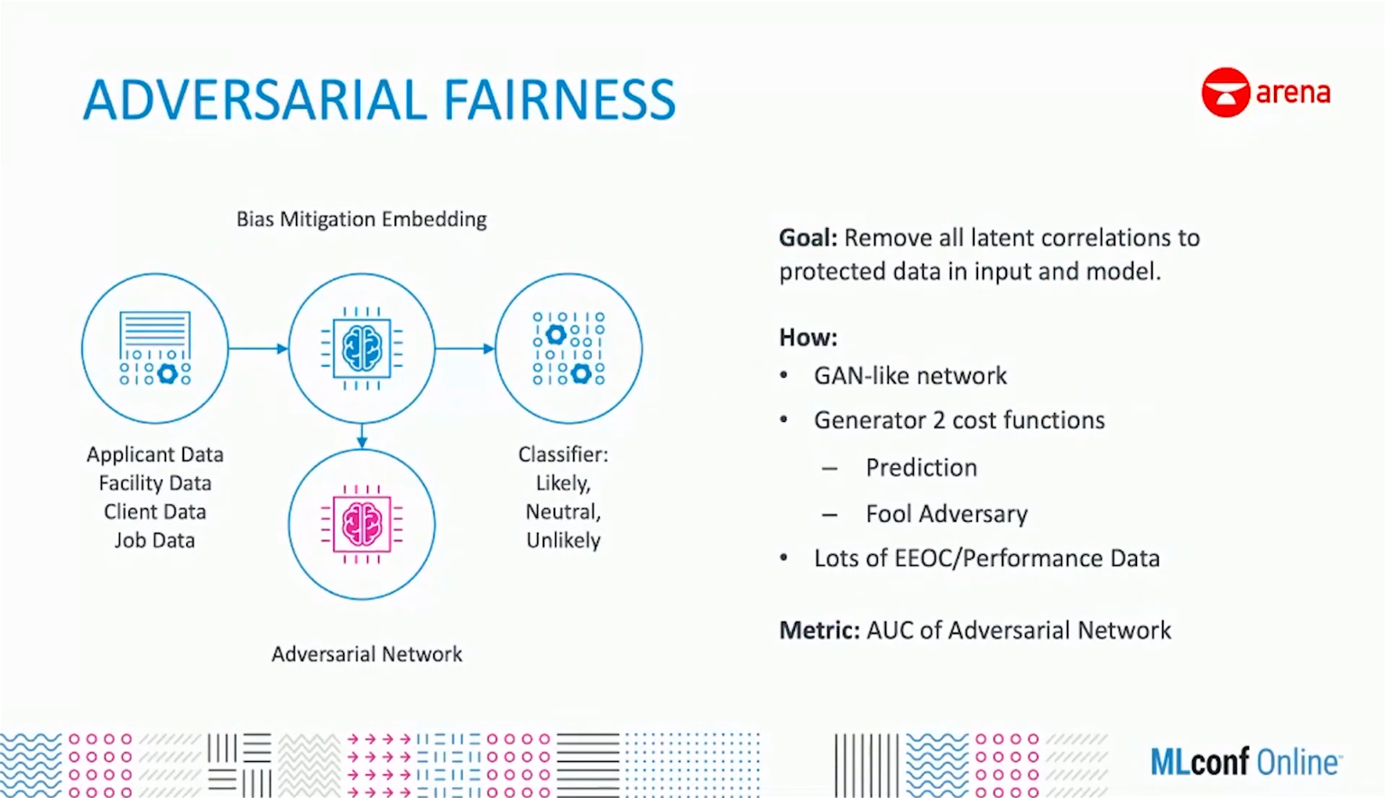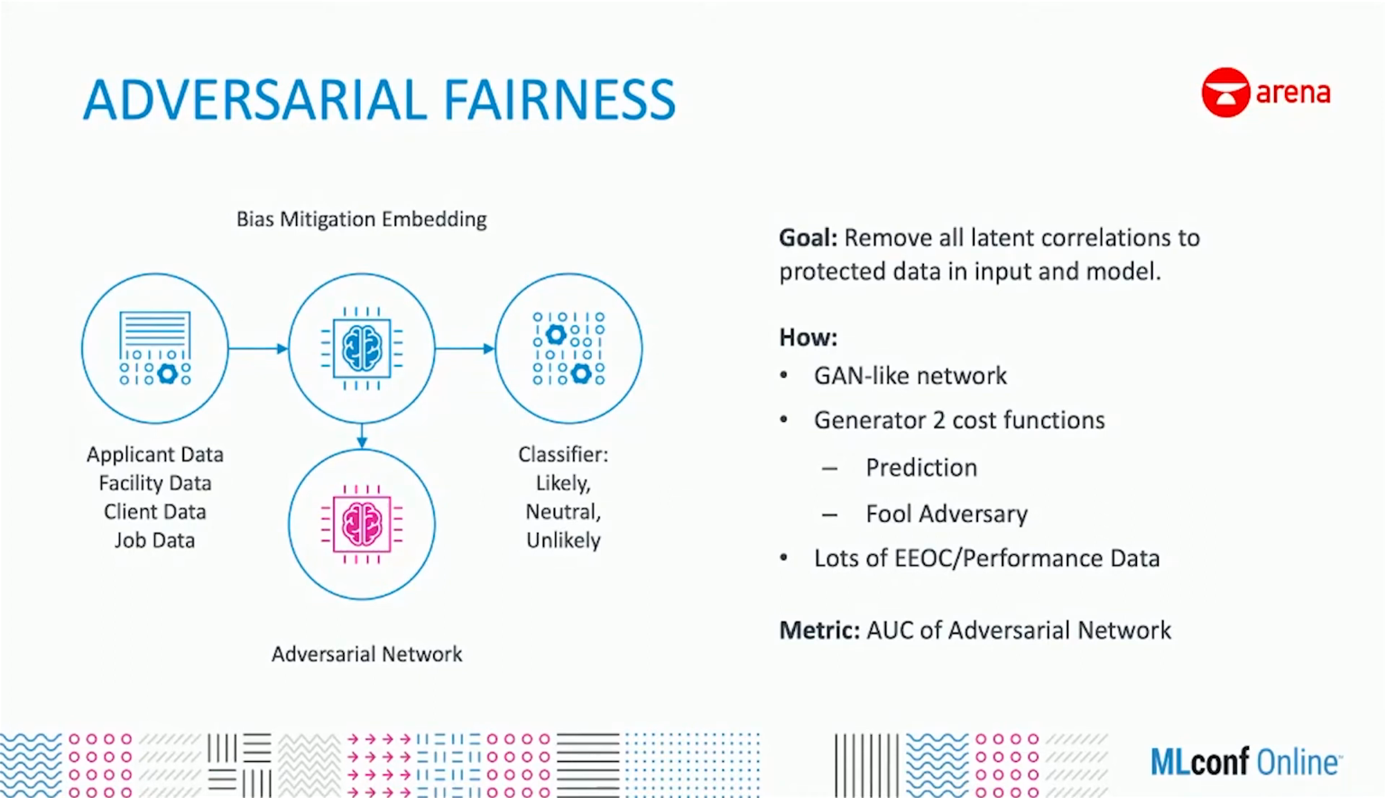So the idea is that our goal is to remove latent correlations that are related to protected data in the input model. And we create a GAN-like network, but the difference is that we have two prediction measures. One is how well it does on the actual prediction in terms of success in the labor market and after they're hired. And the second one is how well can we fool the adversary. So the first cost function is atypical of GANs, and this is sort of a secondary requirement.